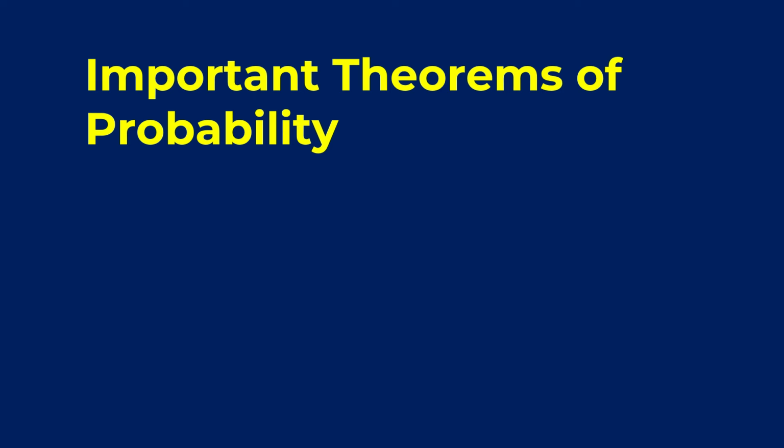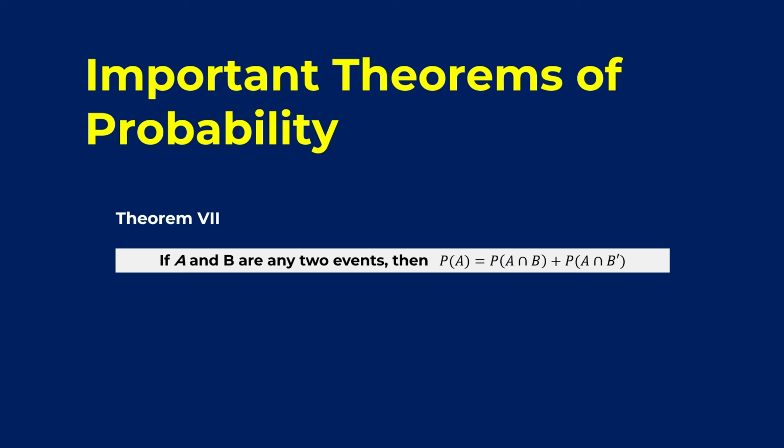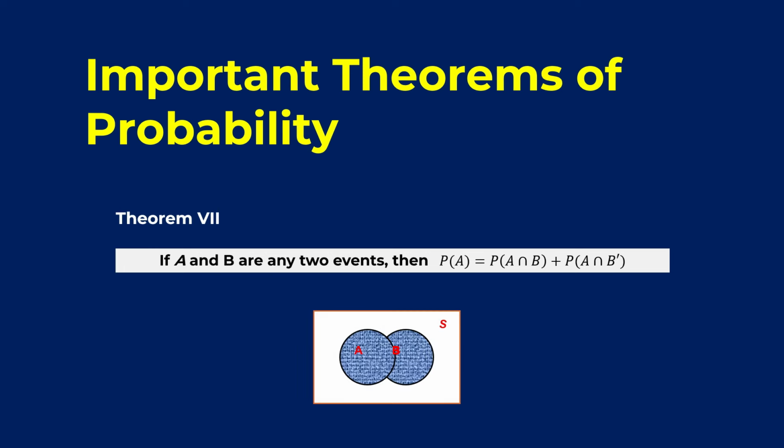Theorem 7 states that if A and B are any two events, then the probability of A is equal to the probability of A intersection B plus the probability of A intersection B prime. That is, event A can be split into two mutually exclusive parts, and then the probability is the sum of the probabilities of these two mutually exclusive parts.